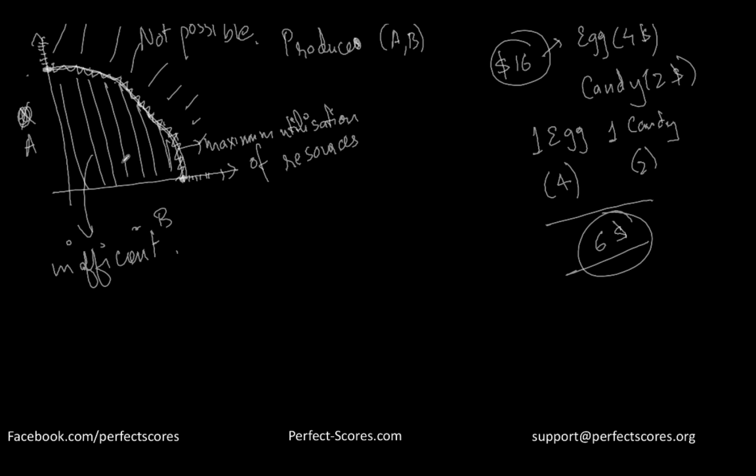Well, it has got many names. It can also be called the production possibility curve. It can also be called the production transformation curve, right? So it has many names, however, all mean the same thing.